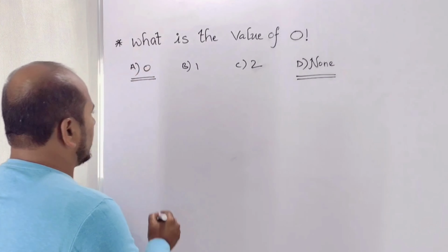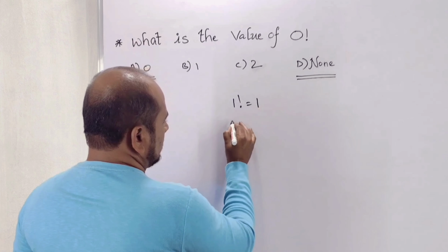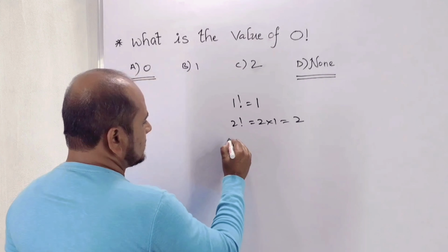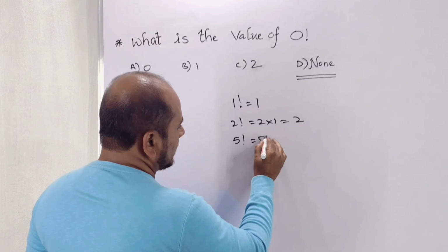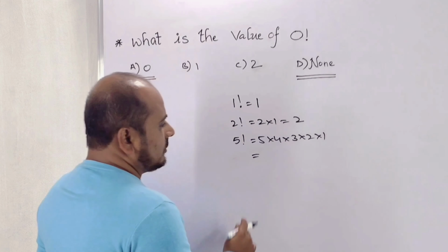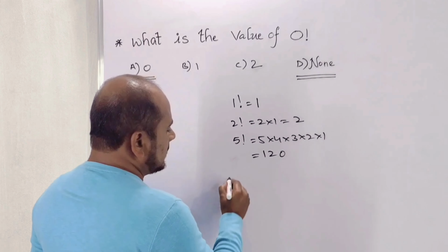But come to the point, my dear. Actually 1 factorial is 1. 2 factorial is nothing but 2 into 1, which is equal to 2. In the same way, 5 factorial can be written as 5 into 4 into 3 into 2 into 1. Then you will get 20 into 6. So 120 will be the answer.